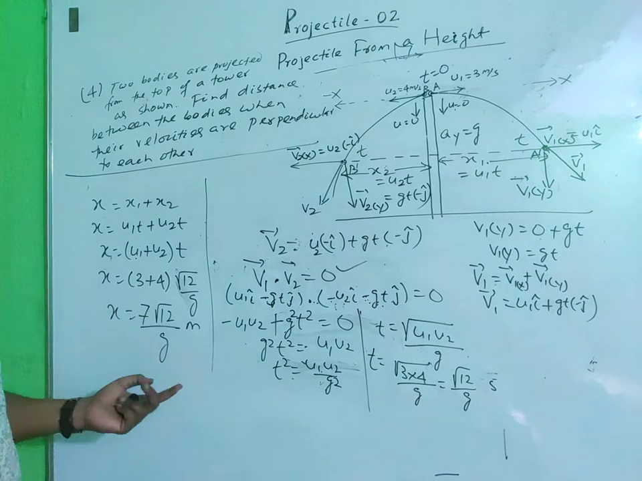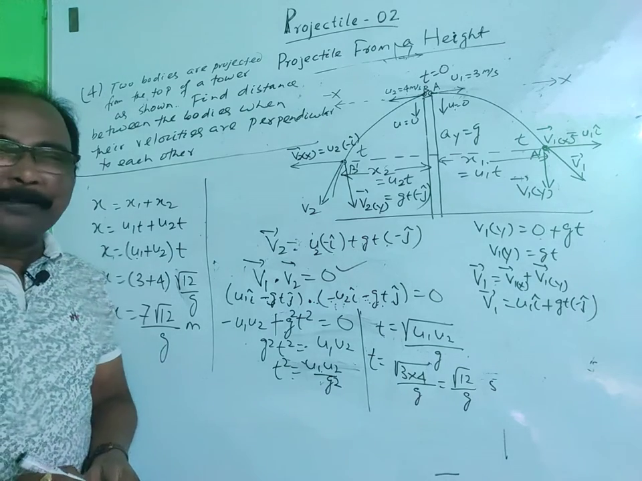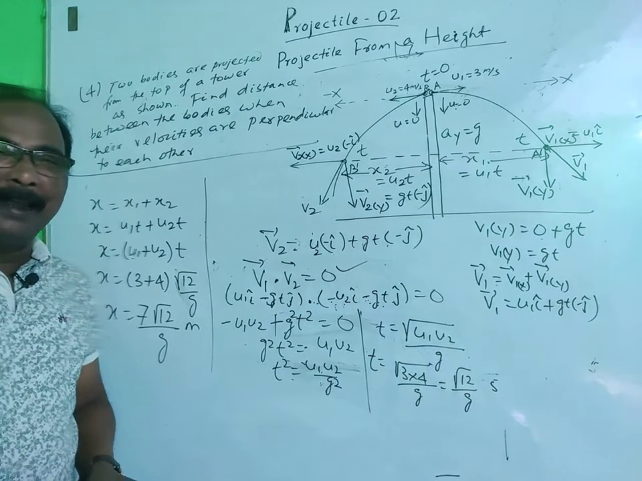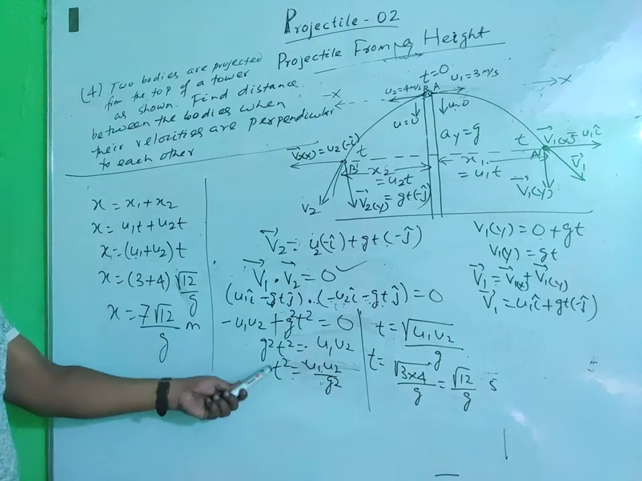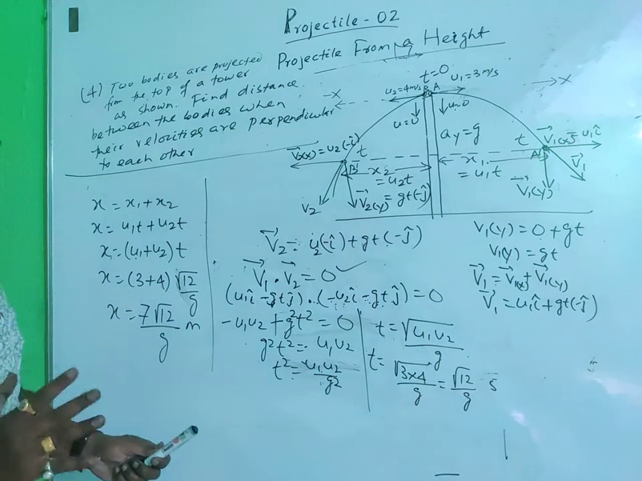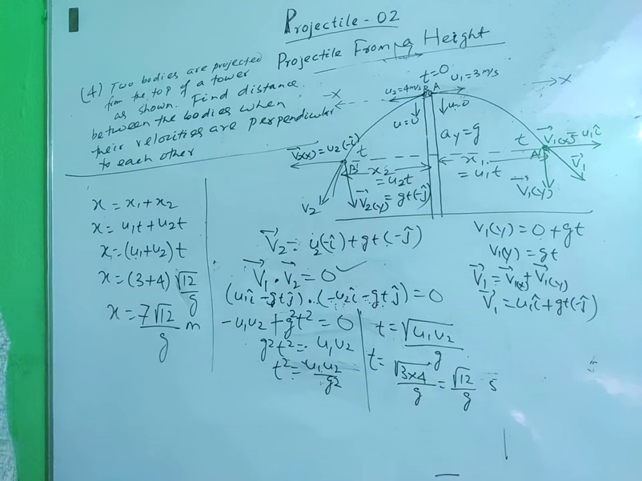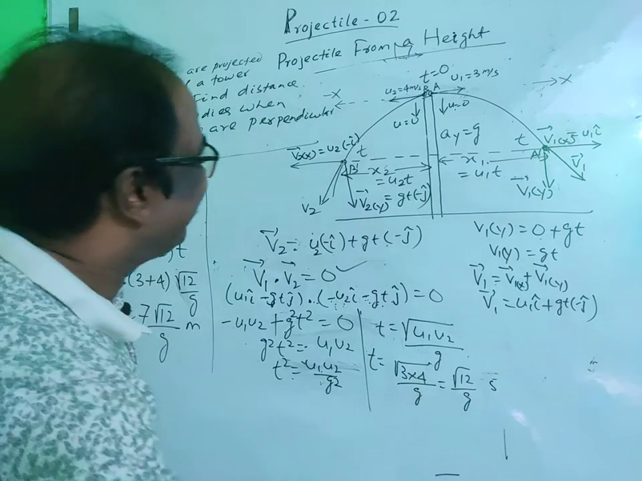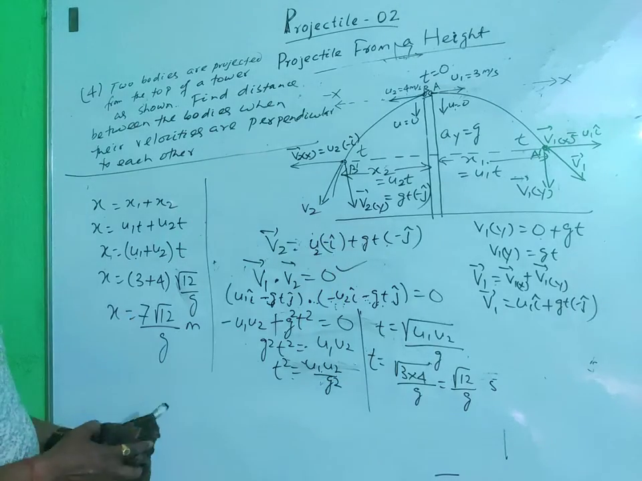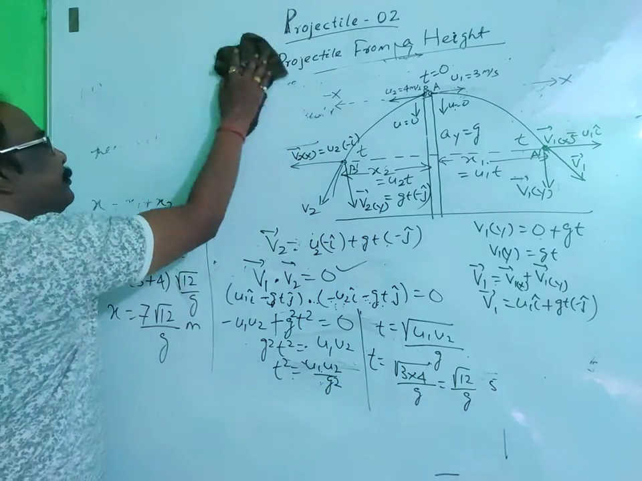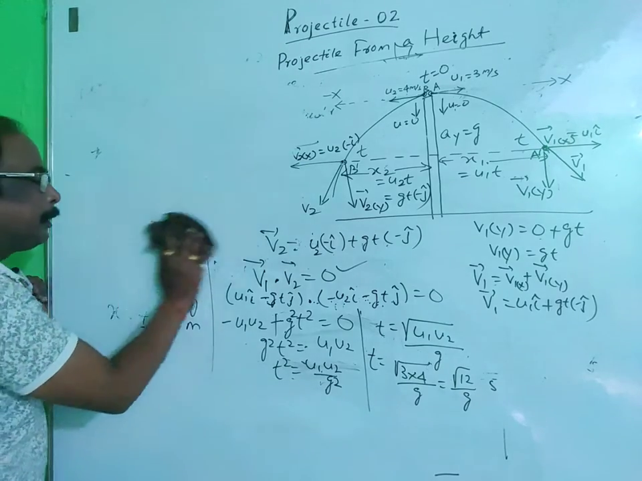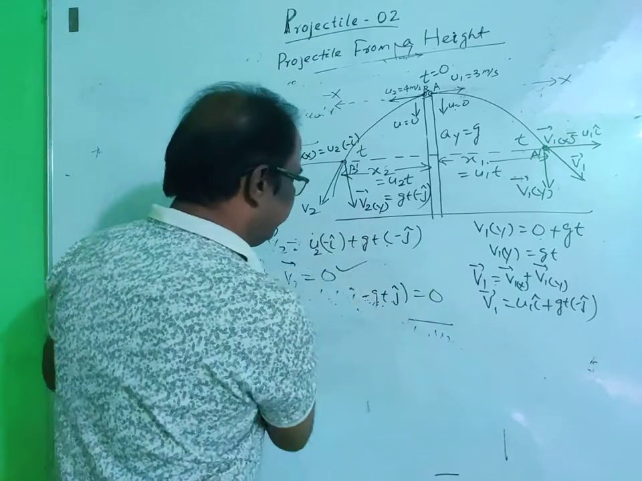I have left it in terms of G. This is the last question on the basis of a projectile thrown horizontally from a height. Is it clear? Good question. Must take it. This question is applicable for competitive exams, not for board exams.